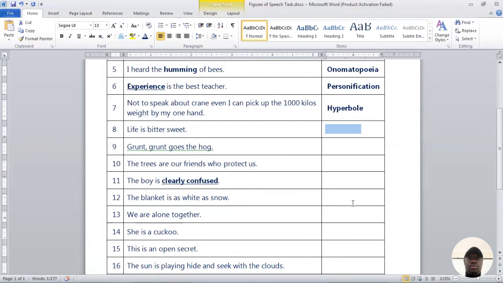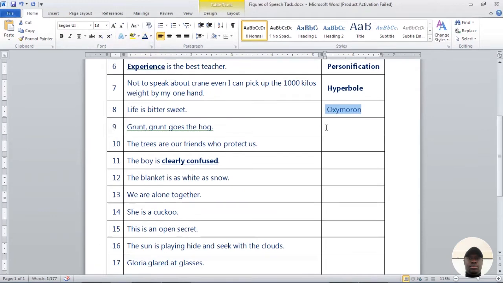Metaphor. Yes, I can give you metaphor for this, but there's something more about it. It's more of that thing than a metaphor. Look at the last two words, and you will find the effects there. Two opposite words. Did you say it in number 8? Oxymoron. Very correct. Oxymoron.